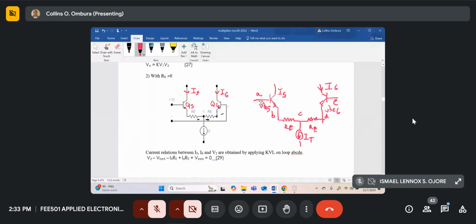So if I start at the base of Q5, the potential is V2. I drop VB5. I drop across this first resistance on the left. So the drop will be I5 into RE. Then I gain a potential here, which is RE into I6. Then again another potential over here, which is VB6, should equal to 0. That is how I get equation 29.